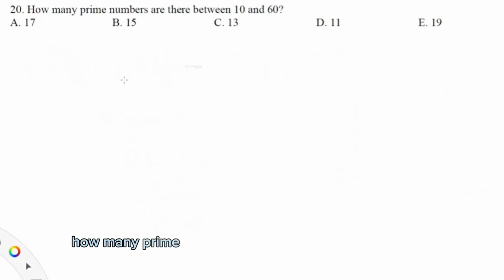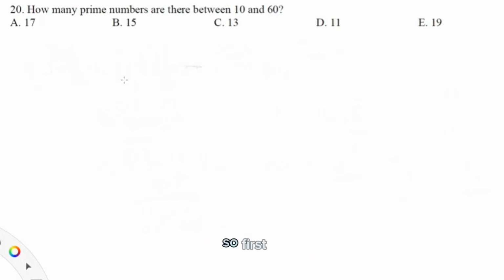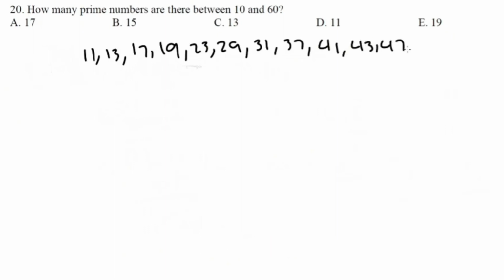Next, how many prime numbers are there between 10 and 60? Alright, between the numbers 10 and 60, we need to find all the prime numbers. A prime number is just a number that can only be divided by 1 and itself. So let's just list them out. First 11, then 13, then 17, then 19, then 23, then 29, then 31, then 37, then 41, then 43, then 47, then 53, and 59.